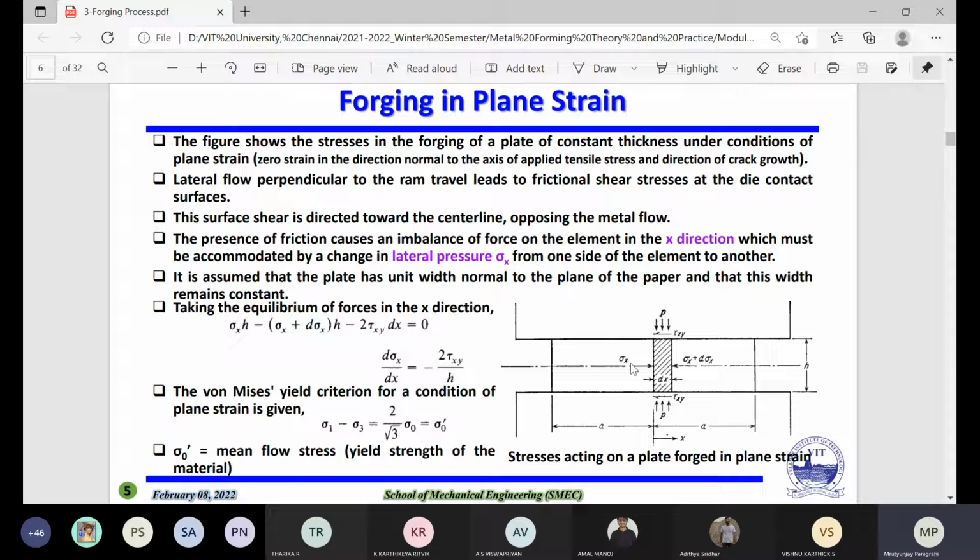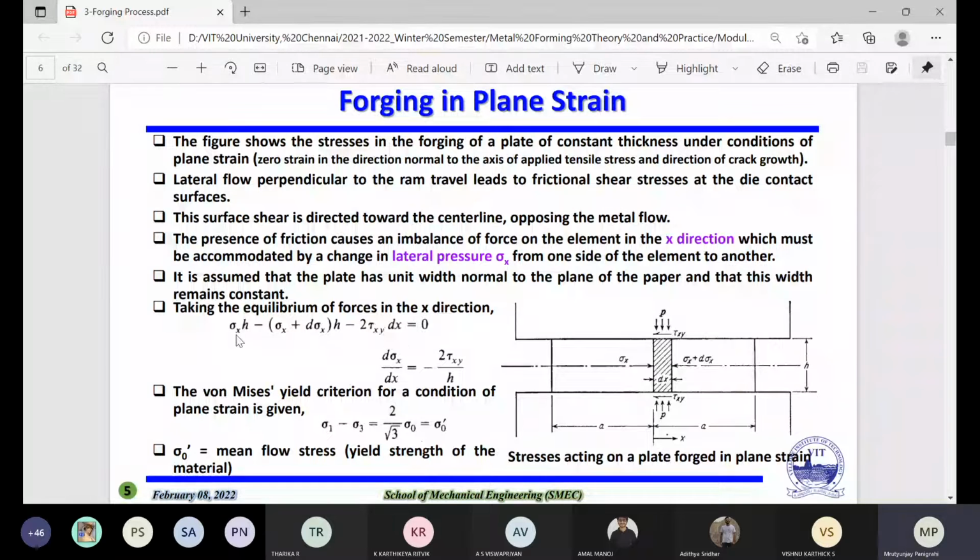And the moment you have the stress you are applying here, if this is sigma x, then in the opposite direction you will find sigma x plus d sigma x, because this is dx, right? So here I mentioned taking the equilibrium of the forces in the x direction. If you will remember your engineering mechanics, what you have studied there, if it is in equilibrium condition in the x direction, you will find this kind of forces here, right?